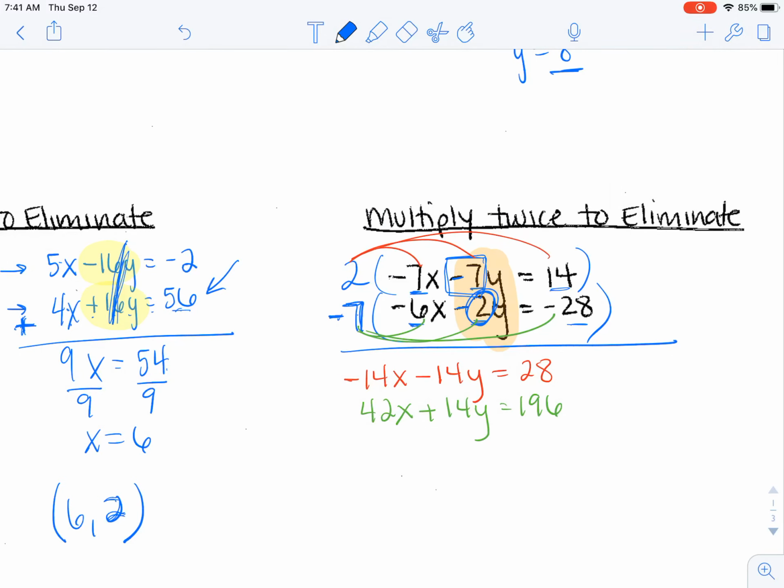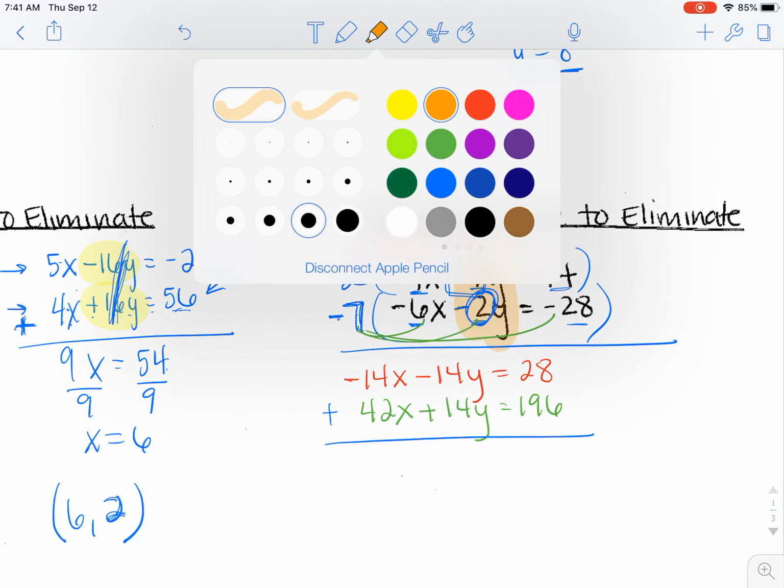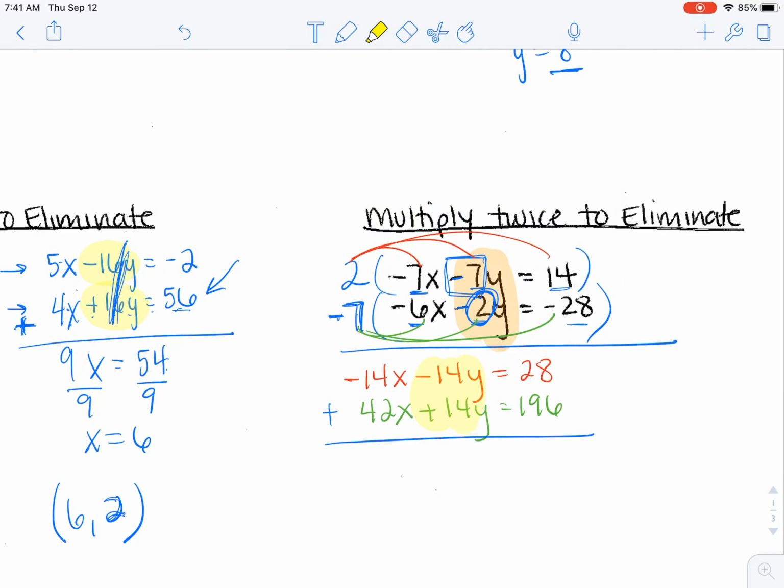Now when I look at my equations, I notice that my y values are the same with opposite signs. So now I can simply add my two equations and eliminate my y. When I do that, I end up with 28x, the y's eliminate, equals 224. Divide both sides by 28, just simple algebra, and x equals 8.